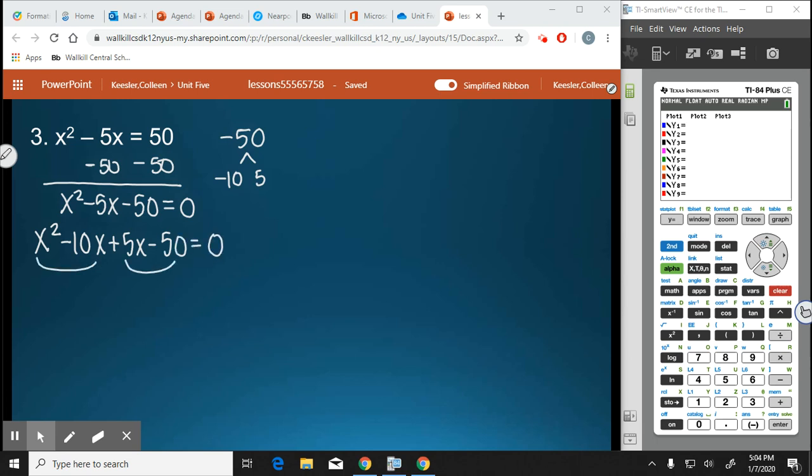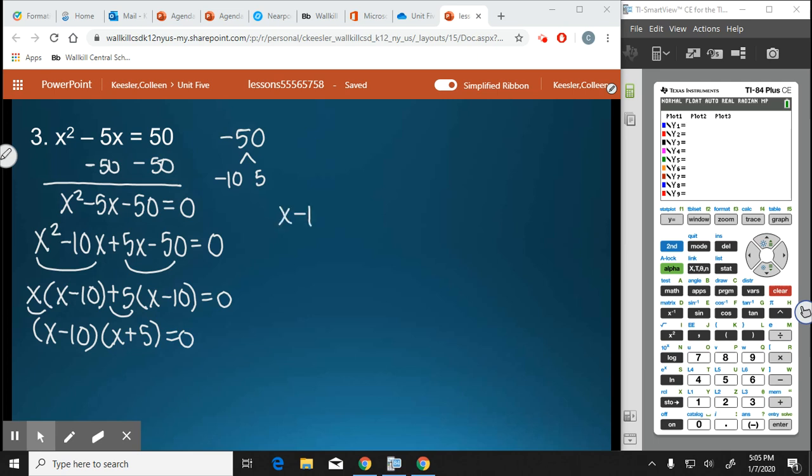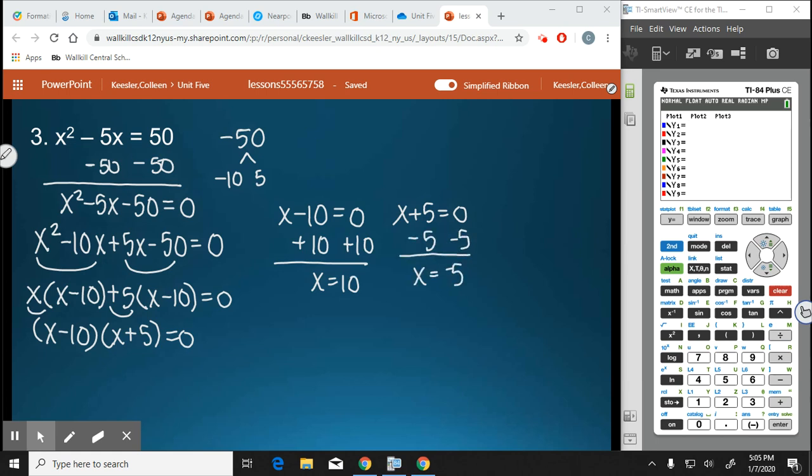Group and group. I can take out x, and that leaves me with x minus 10. I can take out positive 5, and that also leaves me with x minus 10, making my common factor x minus 10, and my leftovers, x plus 5, equals 0. So my two factors that I set equal to 0 are x minus 10 equals 0 or x plus 5 equals 0. Adding 10, I get x equals 10. Subtracting 5, I get x equals negative 5, making my two solutions 10 and negative 5, the opposite of the two numbers I got for my factors.